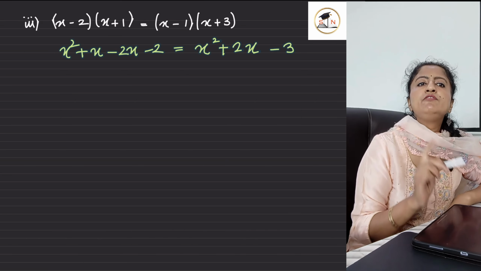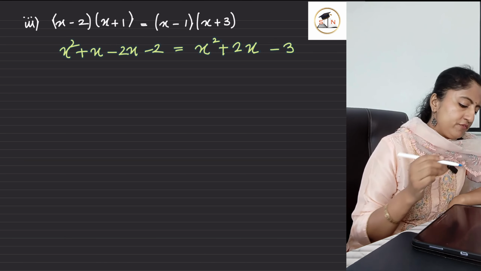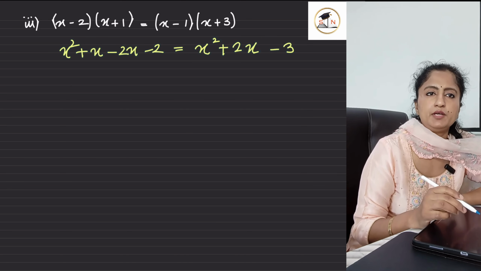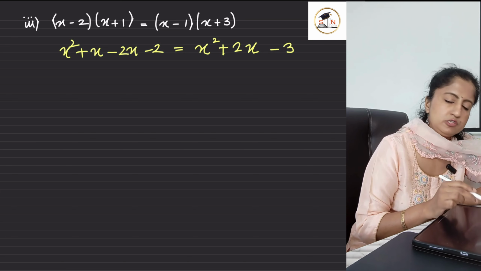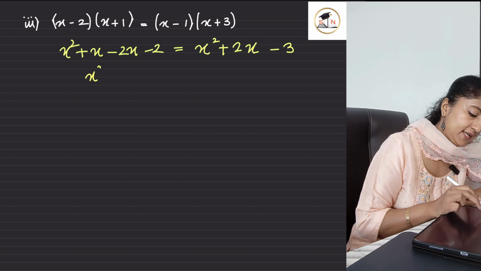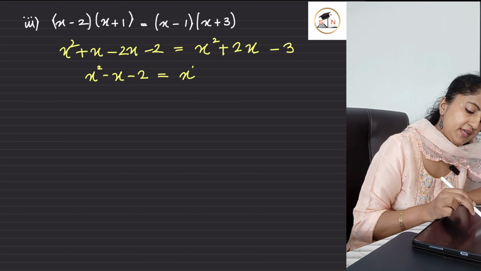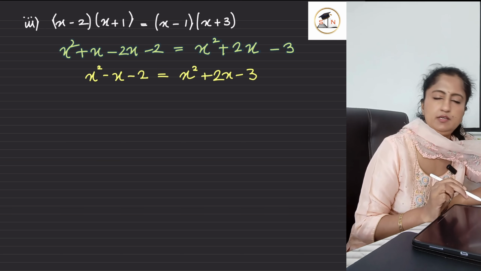So what we did, we saved one step, which is not something highly important over here, so we can skip that. But since I had written it on the left, I'm going to solve it further. So we get x square minus x minus 2 equals x square plus 2x minus 3.